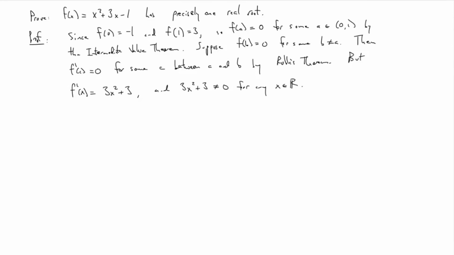And 3x squared plus 3 is not equal to 0 for any real numbers. There's lots of ways to see that. You can try to solve that equation for x. You'll find that you get a complex answer. Or you can just think of it as, well, x squared is positive, so 3 times x squared is positive, and you add positive 3, you're going to get a positive number there, never 0. And that means that it's not possible that there was this other point b where the function was equal to 0. There's only one real root of this function.